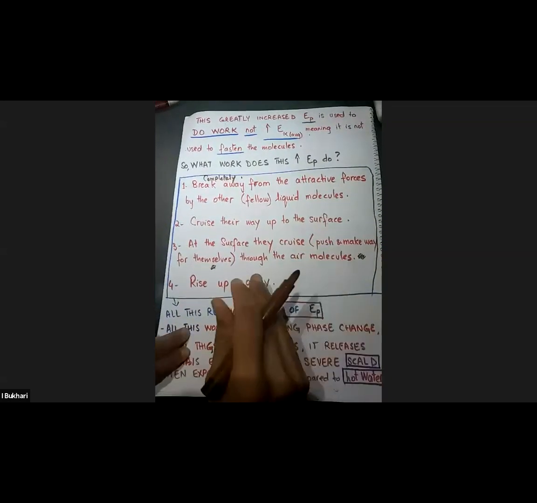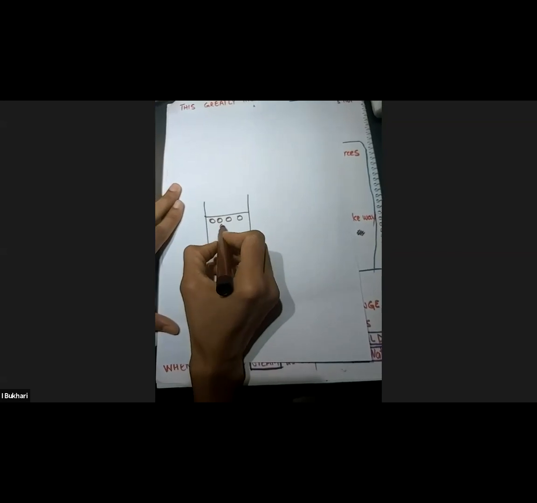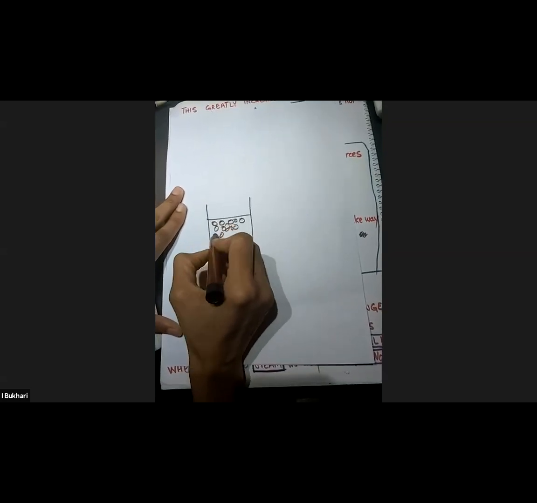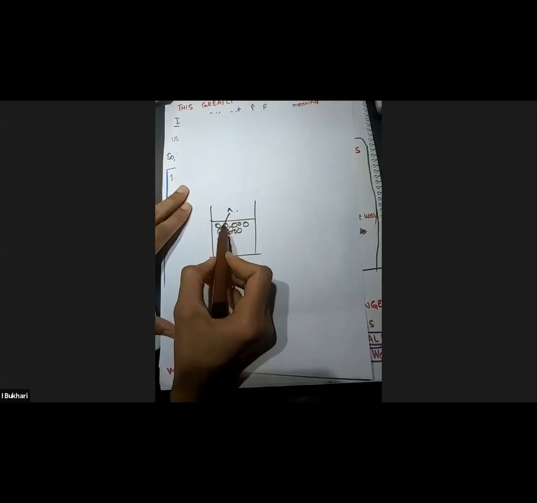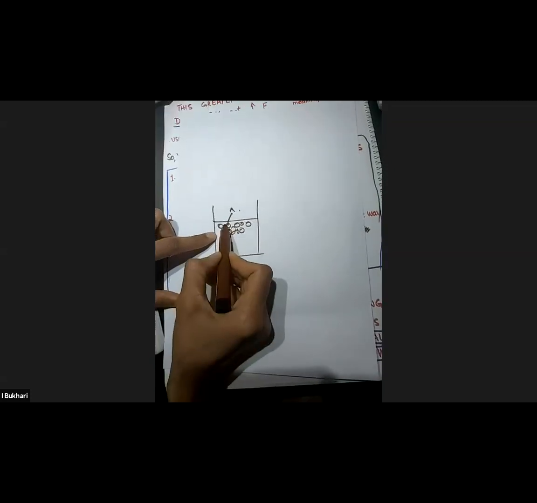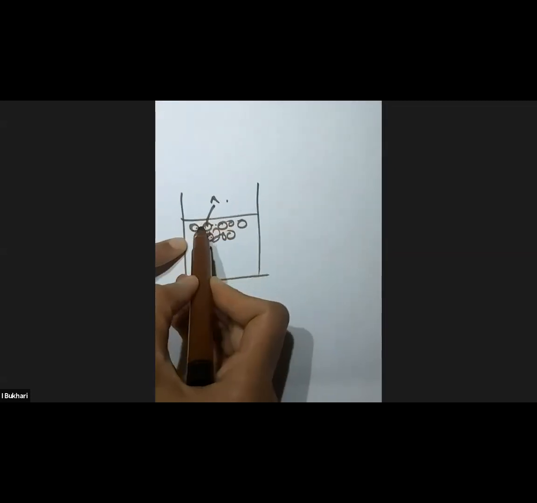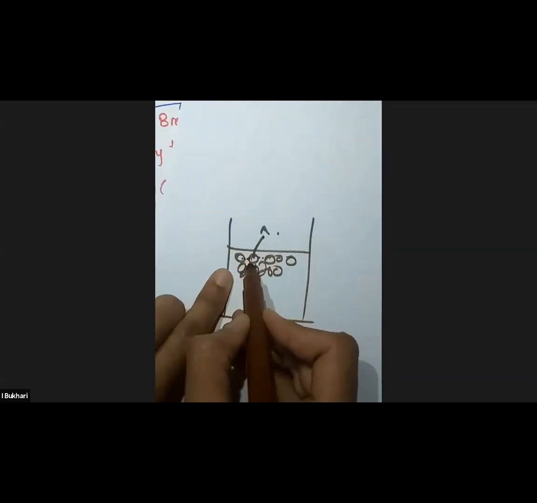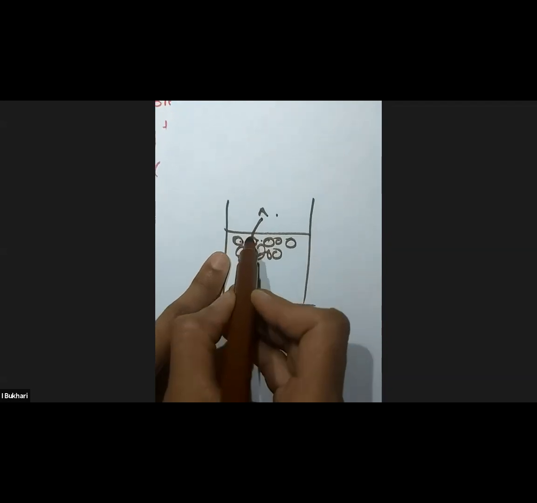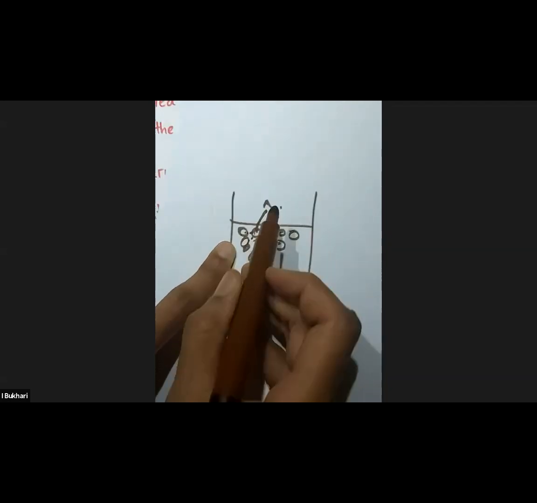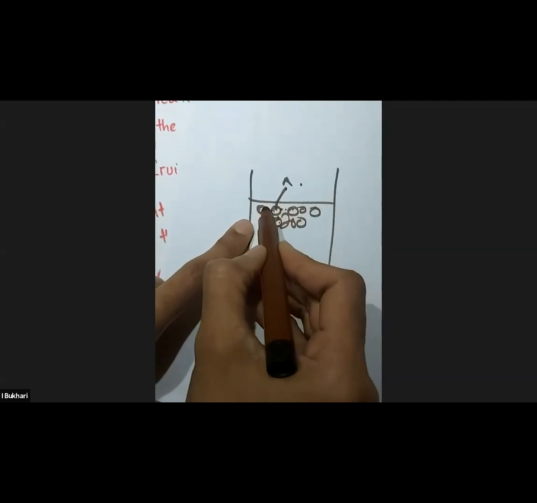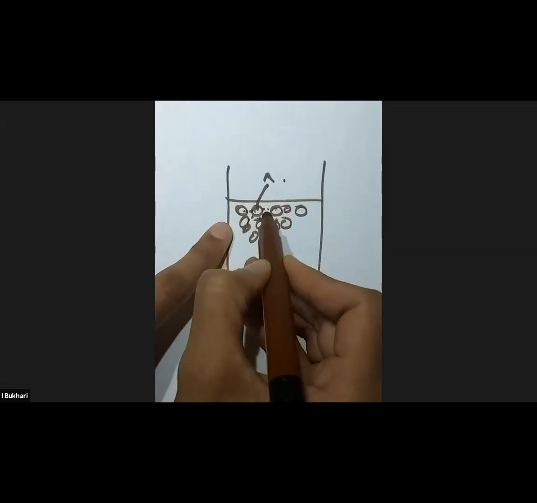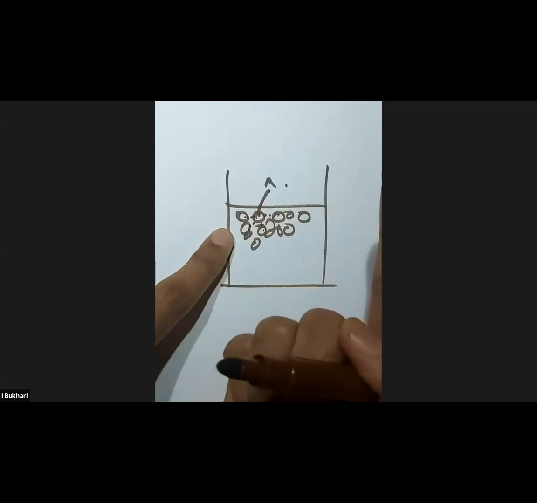For example, this is the liquid. These are water molecules. Now they have to break away. This molecule has to break away from the attractive pulls by the other molecules and has to get out. Now look at how much work this molecule has to do if it wants to get out. First of all, it has to completely break the attractive forces from the neighboring water molecules. That's one job.